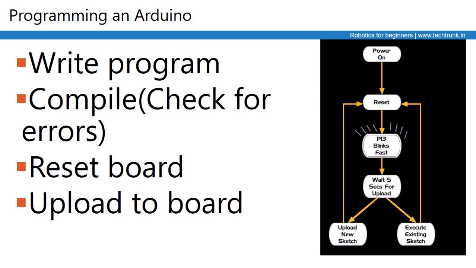So programming in Arduino, we first write the program, then compile the program to check for errors, and compilation also converts the program into the bit format, that is 0101 bit format. After that, we reset the board and upload the program to the board. So that's the simple process: writing a program, compiling the sketch, resetting the board, and uploading the program to the board after selecting the port number of the Arduino connected with your PC.